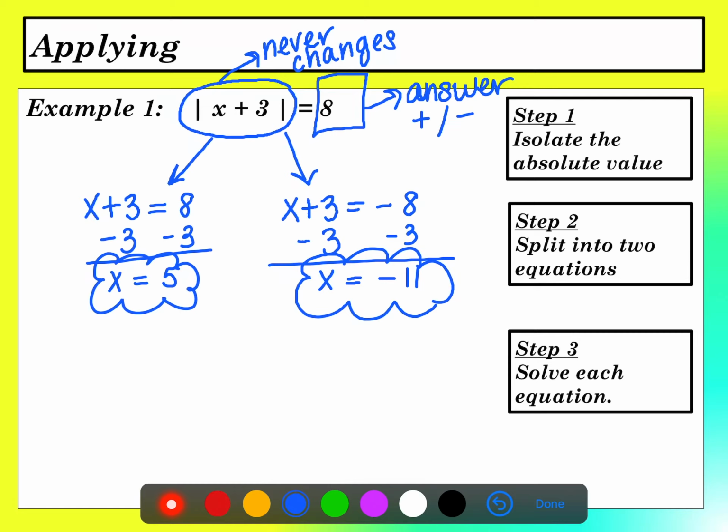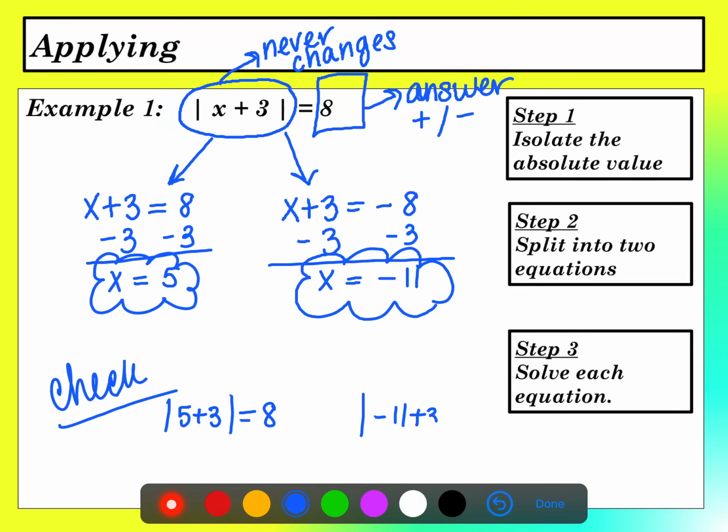All right, so let's look, and always remember, before we go on, we can always check, just like we do in regular equations. So you can take your two answers and plug them back in, making sure you get the same outcome.